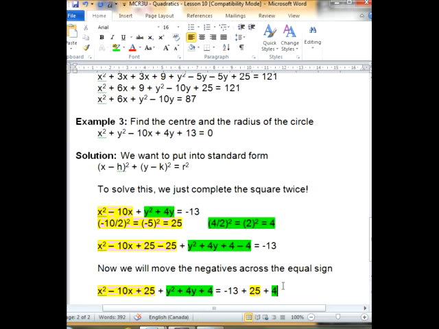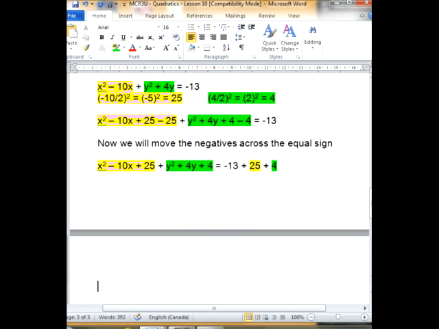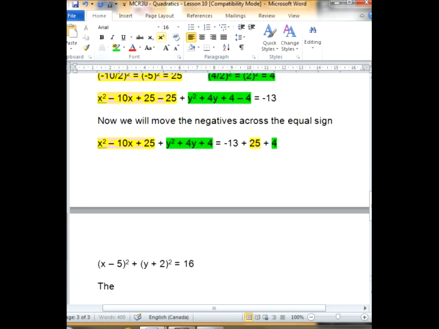Okay, now we just finished our factoring. So x squared minus 10x plus 25 changed to be x minus 5 squared. And y squared plus 4y plus 4 changed to be y plus 2 squared. And that equals 16 if you're doing math right. So the center of the circle is 5 and negative 2, and the radius is 4. Where did I get 4 from? Well, that's the square root of 16. Remember the equation, this was equal to r squared, so the square root of 16 is just 4.